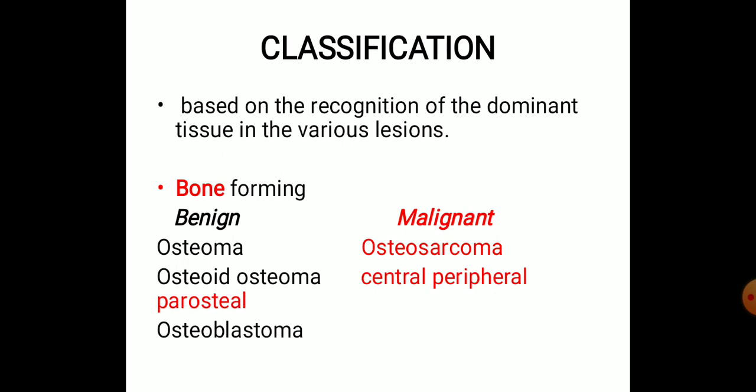Basically, we are classifying bone tumors based on recognition of the dominant tissues in the various lesions. So we look for the dominant tissue in each of these lesions. According to which kind of tissue is dominating in a particular tumor, we classify the tumor under that tissue category. First one is bone forming: all the tumors which form in the bone cells.